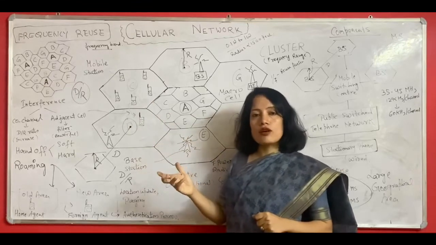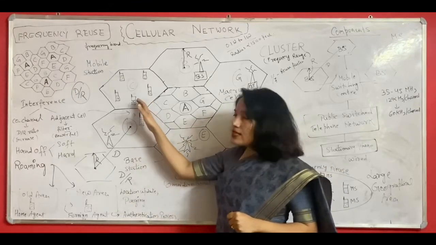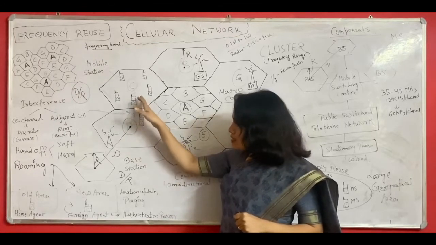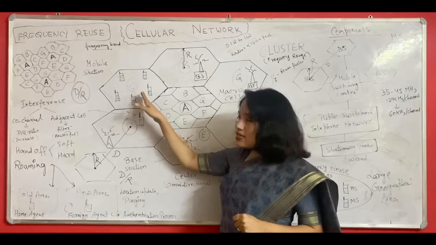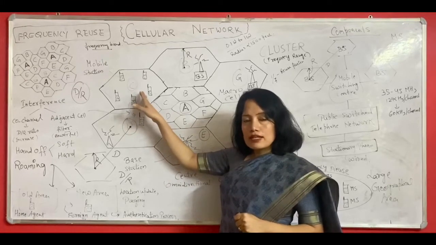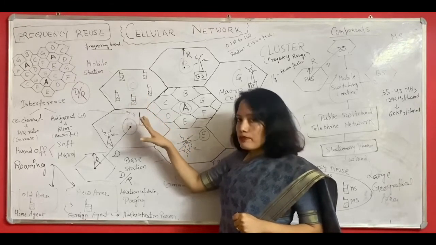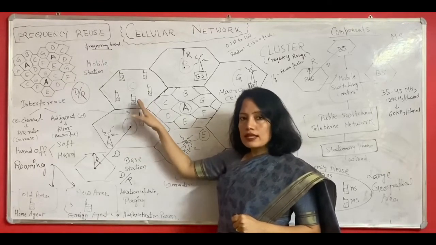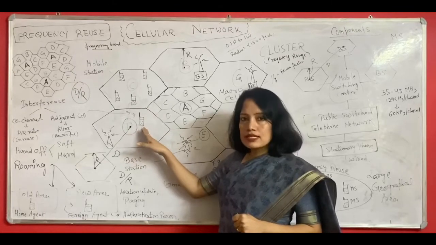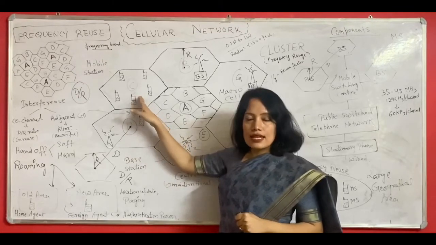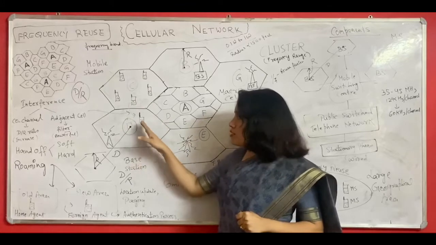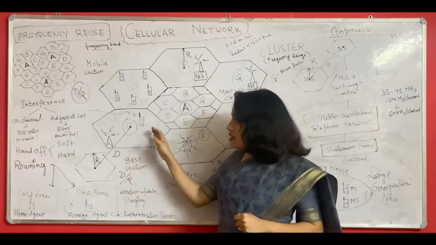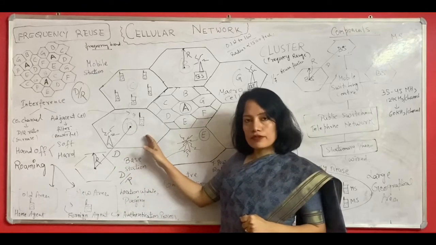In soft handoff, when the mobile station is moving from base station C to D, the connection from C is not discontinued as it moves. At one point of time, it is connected to both C and D. And when the proper connection with D is established, then C gets disconnected. Hence, in this case, the user does not feel any discontinuation in the service, and this is called soft handoff.